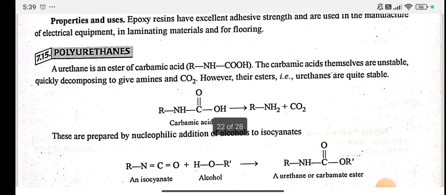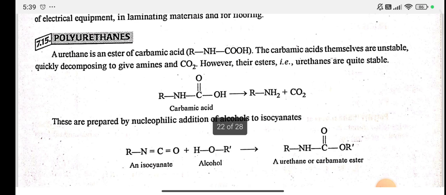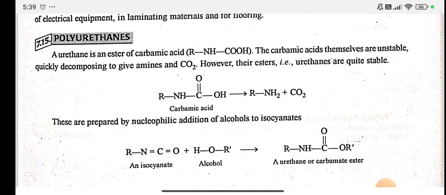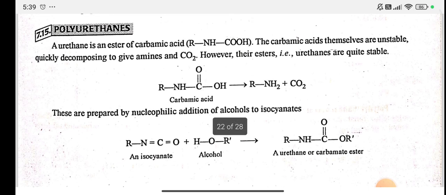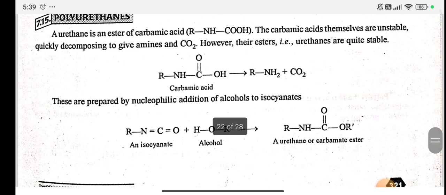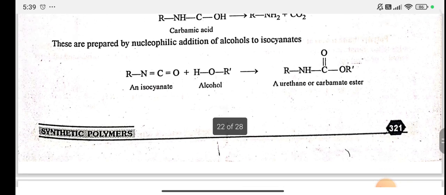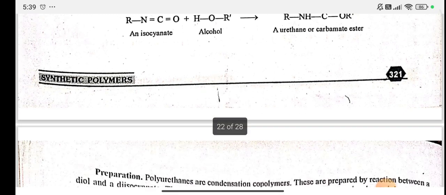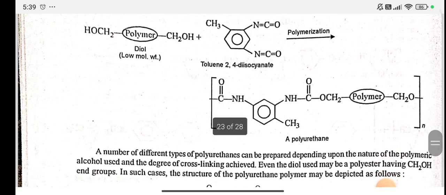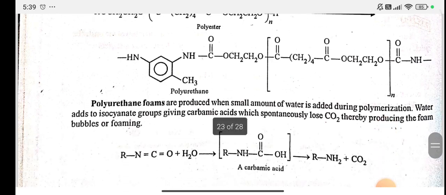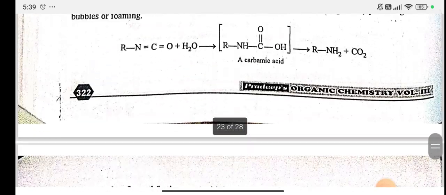Polyurethanes. A urethane is an ester of carbamic acid. The carbamic acids themselves are unstable, quickly decomposing to give amines and CO2. However, their esters, that is urethanes, are quite stable. These are prepared by the nucleophilic addition of alcohol to isocyanates. Preparation.